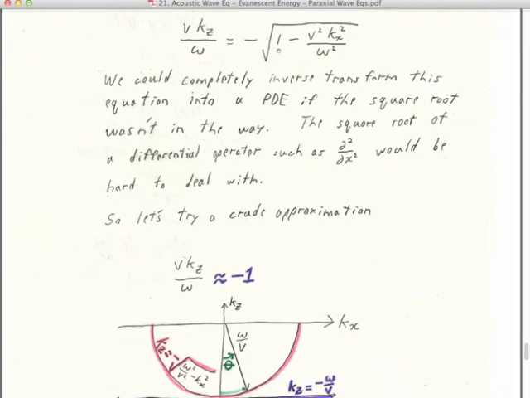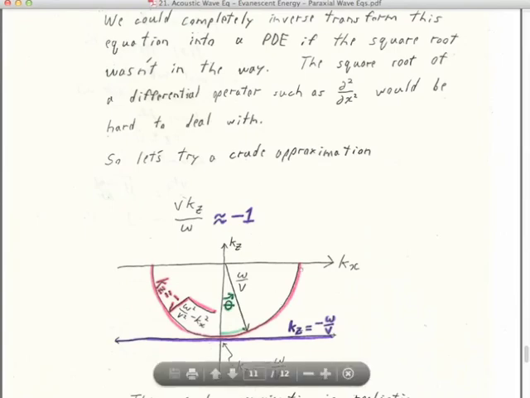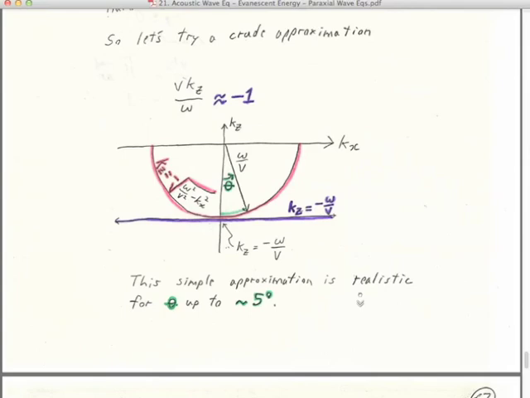Then that would leave just 1 under the radical. So a crude approximation here is vkz over omega is about minus 1. Okay, I admit it, very crude. But actually, here's the full solution for upgoing waves, for the negative kz. There's the semicircle with that radical we're familiar with.